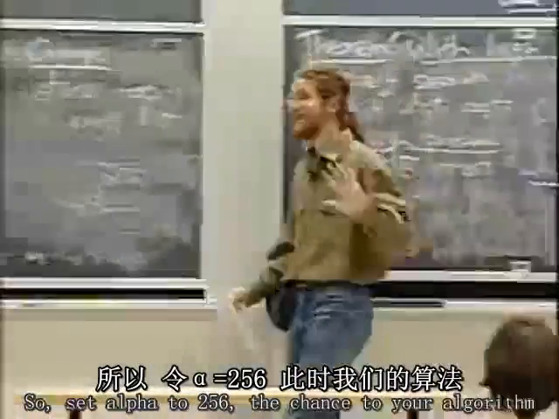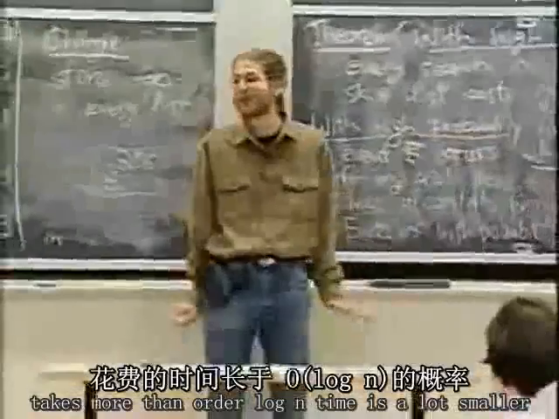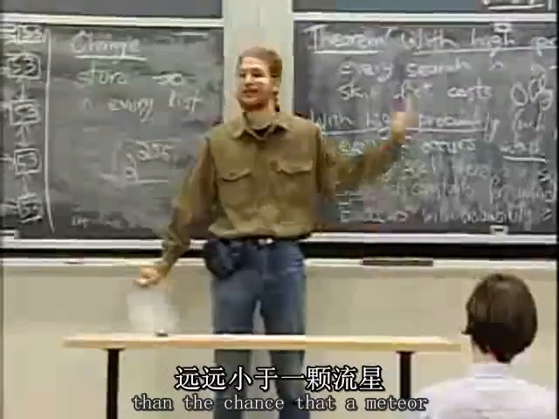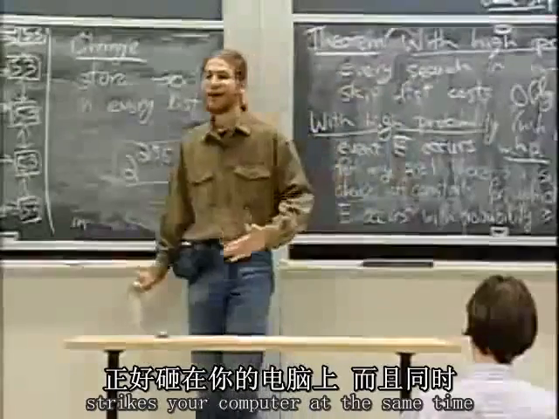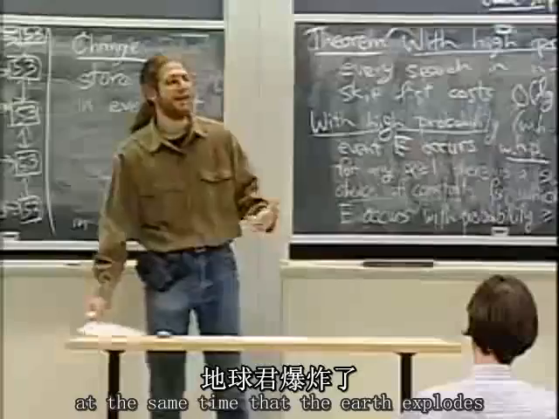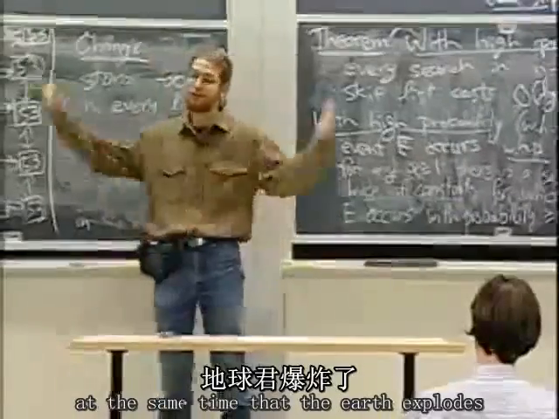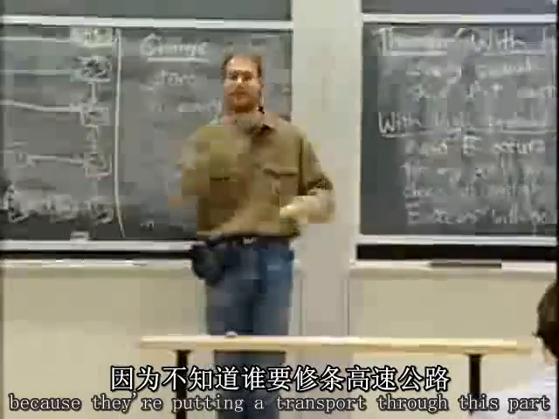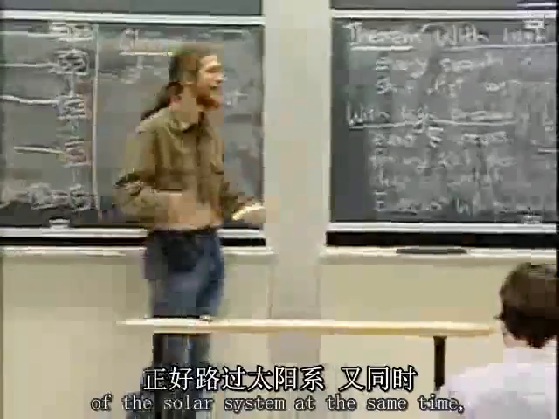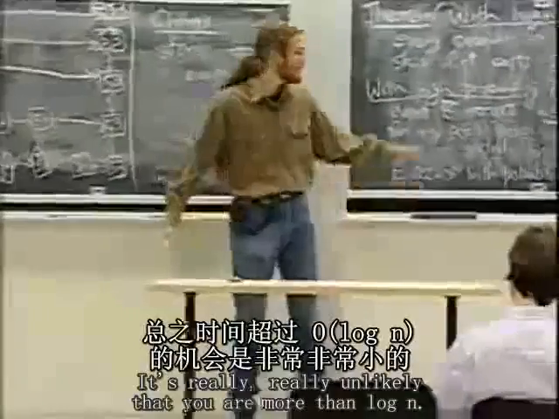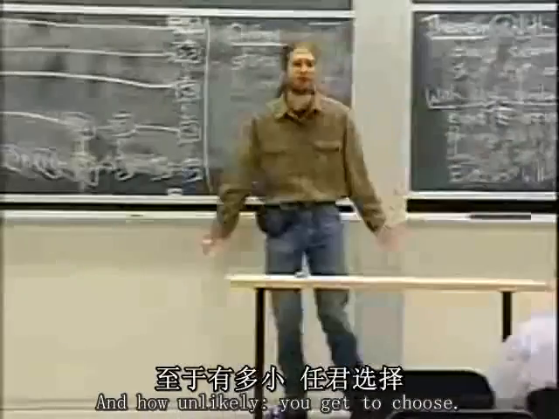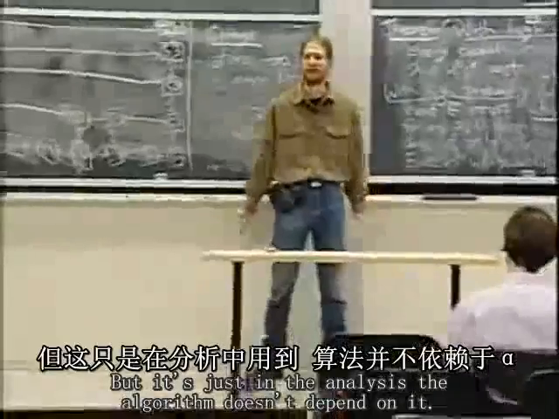The chance that your algorithm takes more than order log n time is a lot smaller than the chance that a meteor strikes your computer at the same time that it has a floating point error, at the same time that the Earth explodes because they're putting a transport through this part of the solar system, at the same time that, I mean, I could go on, right? It's really, really unlikely that you're more than log n.